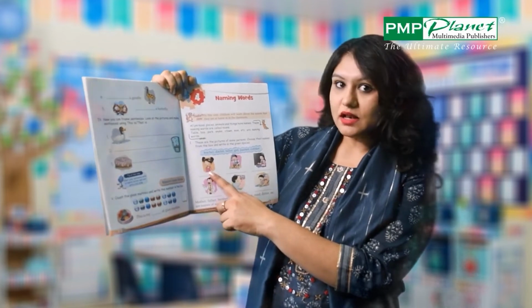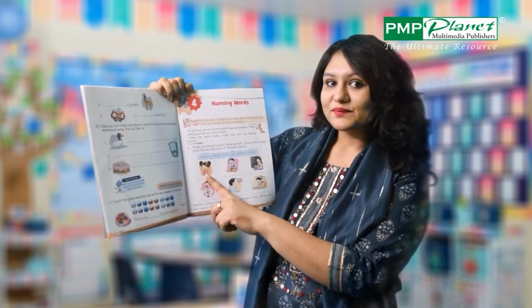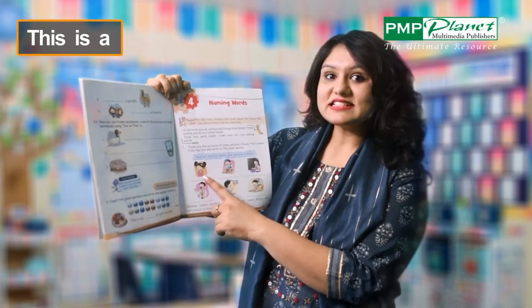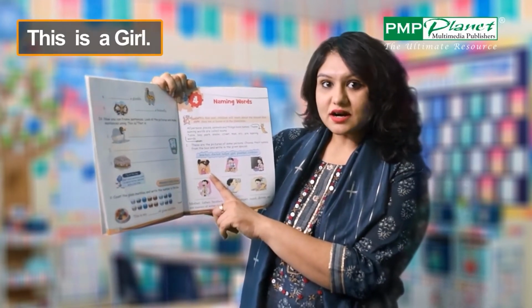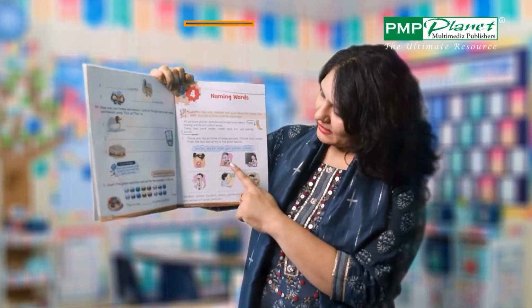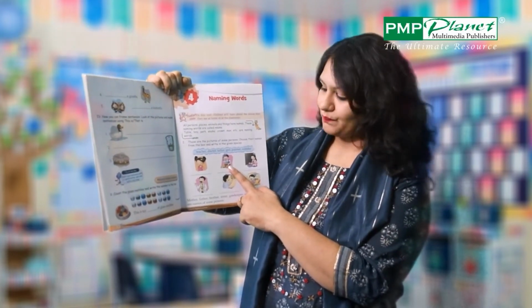Is this a girl or a boy? What do you think? Right, this is a girl. The word girl is a noun. Good job, kids. Let's look at the second picture now.